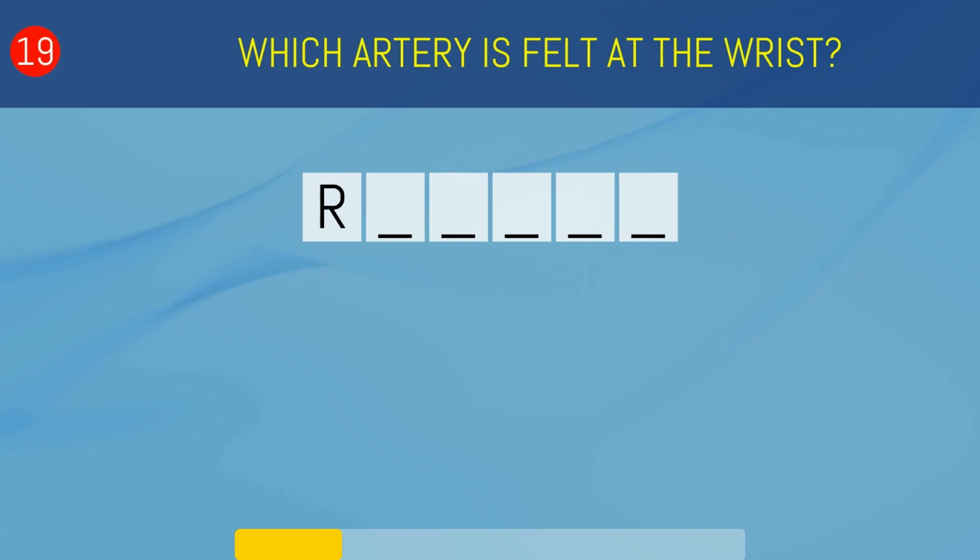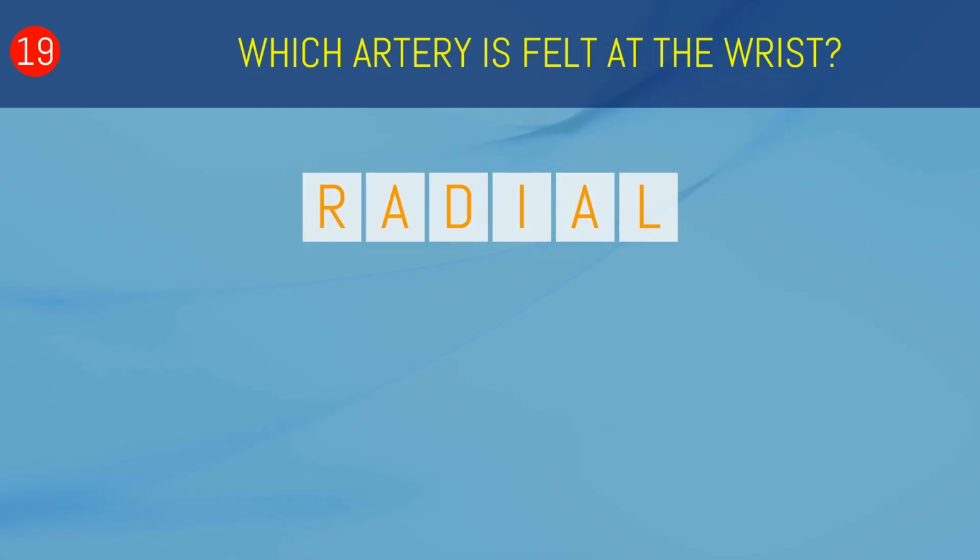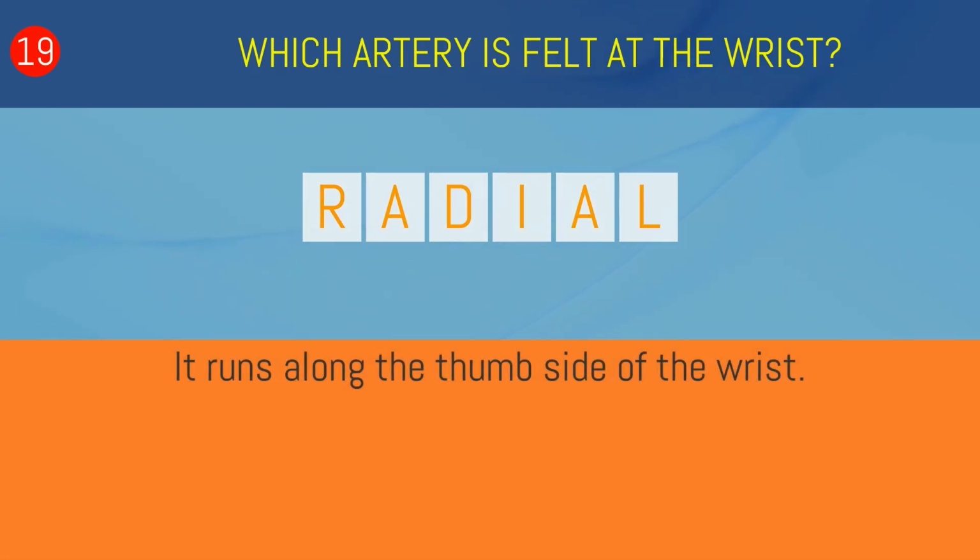Which artery is felt at the wrist? Radial. It runs along the thumb side of the wrist.